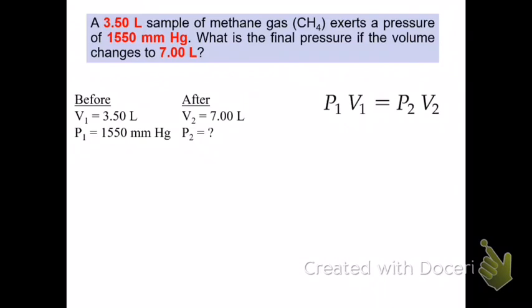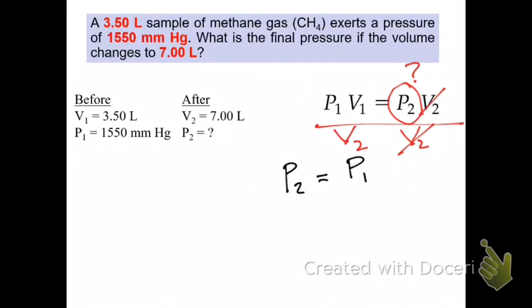So this is the equation that you're going to need, and we're going to use basic algebra to isolate P2, right? So we're trying to find what this is. Okay, so in order to do that, all you have to do is divide both sides by V2, right? So we want to isolate P2 by itself. So here you can see that V2 will cancel out, and you're left with the final pressure. So then P2 is equivalent to P1 times V1 divided by V2.